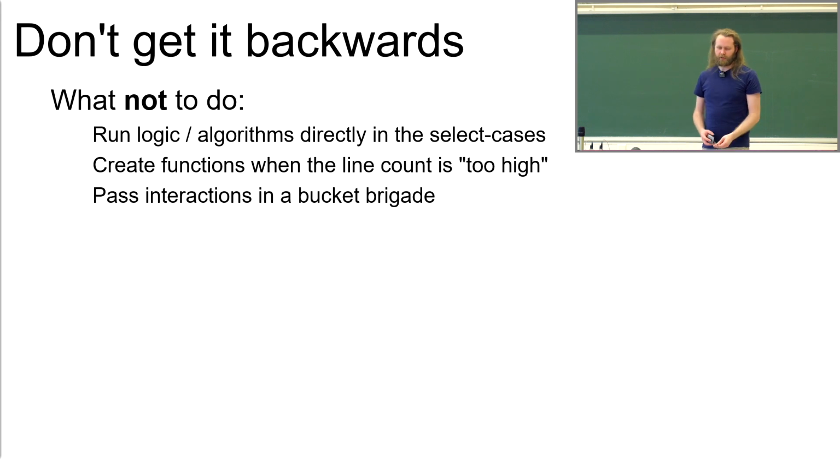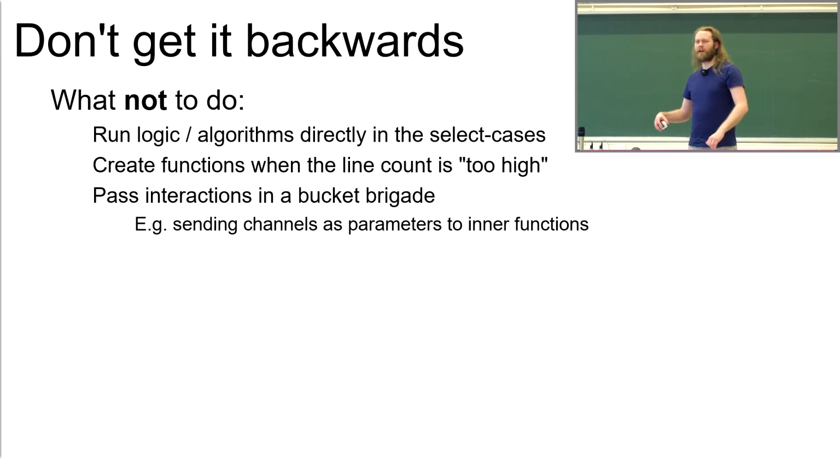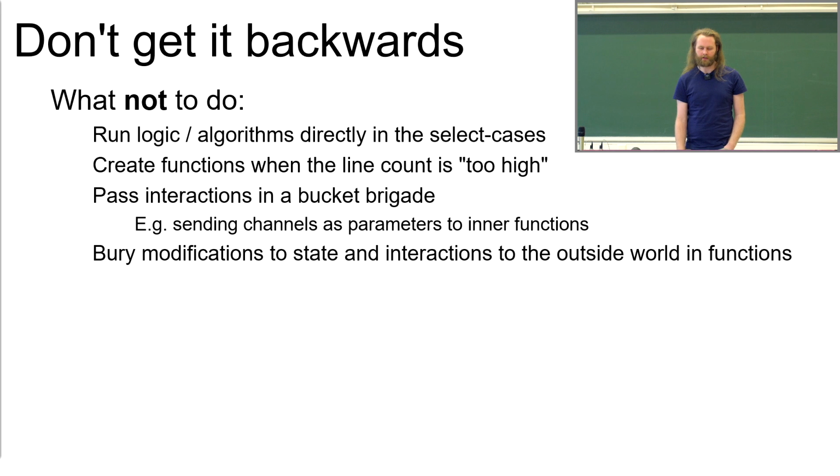Don't pass interactions in a bucket brigade. If you have a function that takes a channel as a parameter inside your state machine, you know you messed up. So don't do that. And then don't bury modifications to state and interactions with the outside world in these functions. You're like, oh, the line count was too long, I need to make a function. Oh, I need to write some state, and we're three levels deep inside some functions. I called some function that calls some function. I'm just going to write to my shared variable that's in global scope, and also send a message to the network because I can, right here, right now. Don't do that, because it makes your code completely incomprehensible.